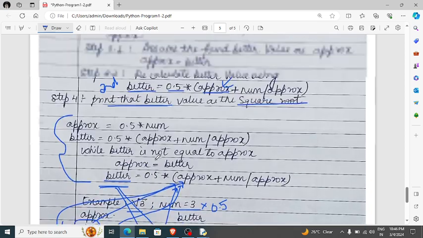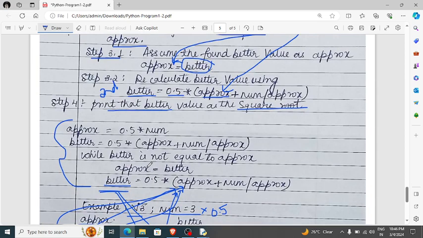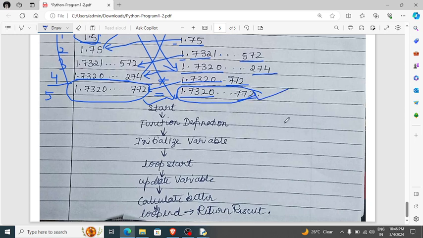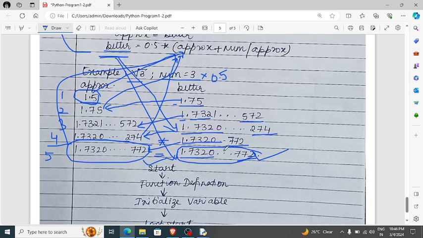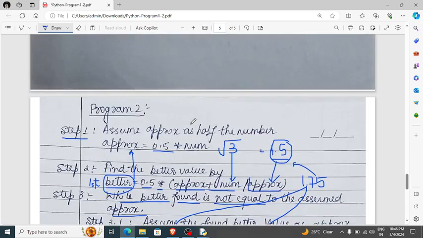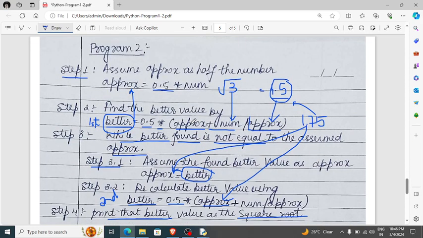So I am going to stop my iteration, and now what is the actual square root of 3? It is the better value that I have got at the end. So this becomes the square root of 3, and you can call it 1.73, which is more than sufficient, 2 places after the decimal. So 1.73 is the square root of 3. This is basically how Newton's method actually works.